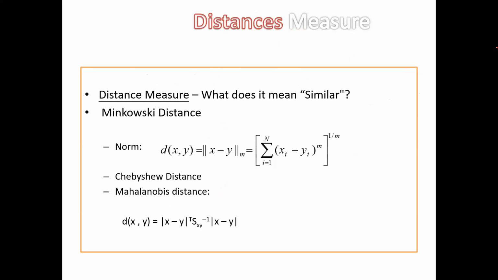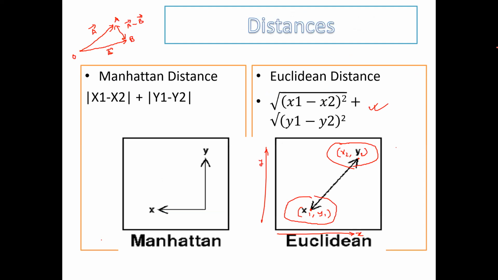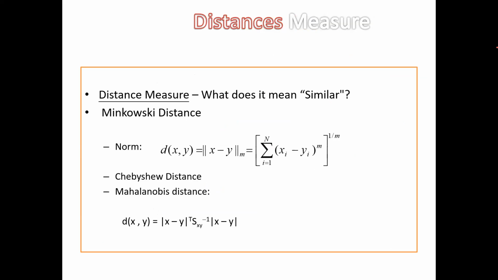And then the last one is Minkowski's distance. Minkowski's distance is a generalized version of both Manhattan distance and Euclidean distance. If I take m is equal to 1 here in this particular measurement.